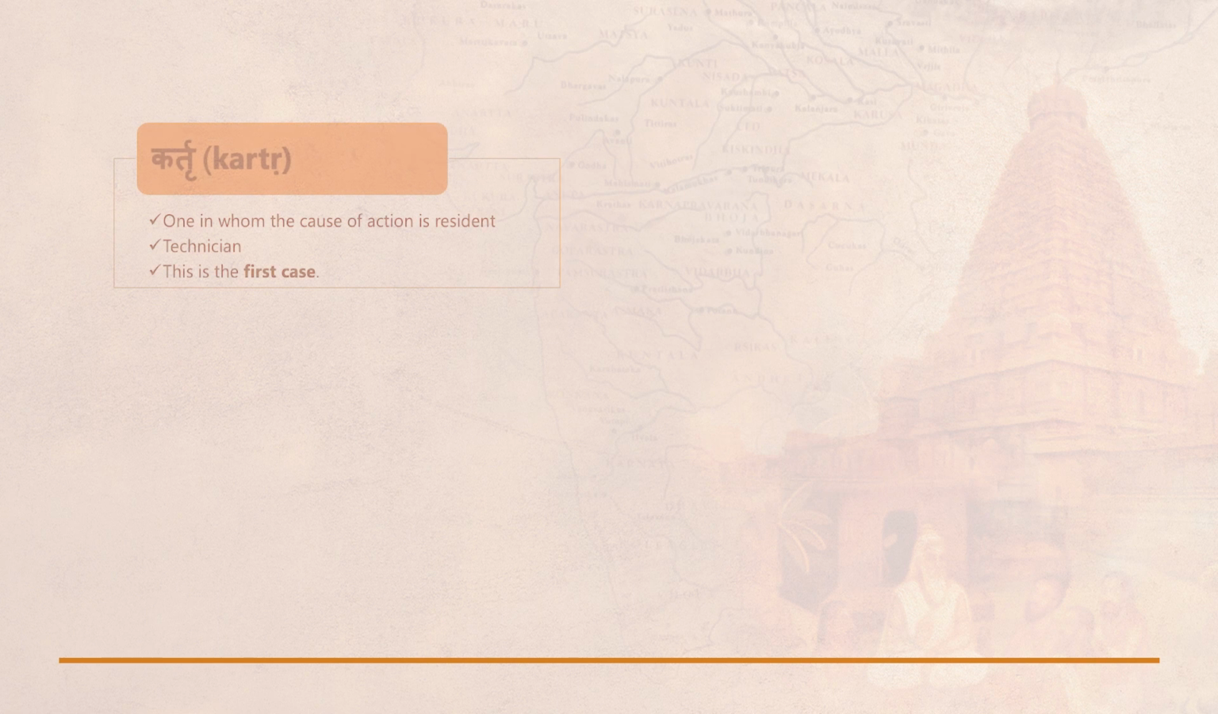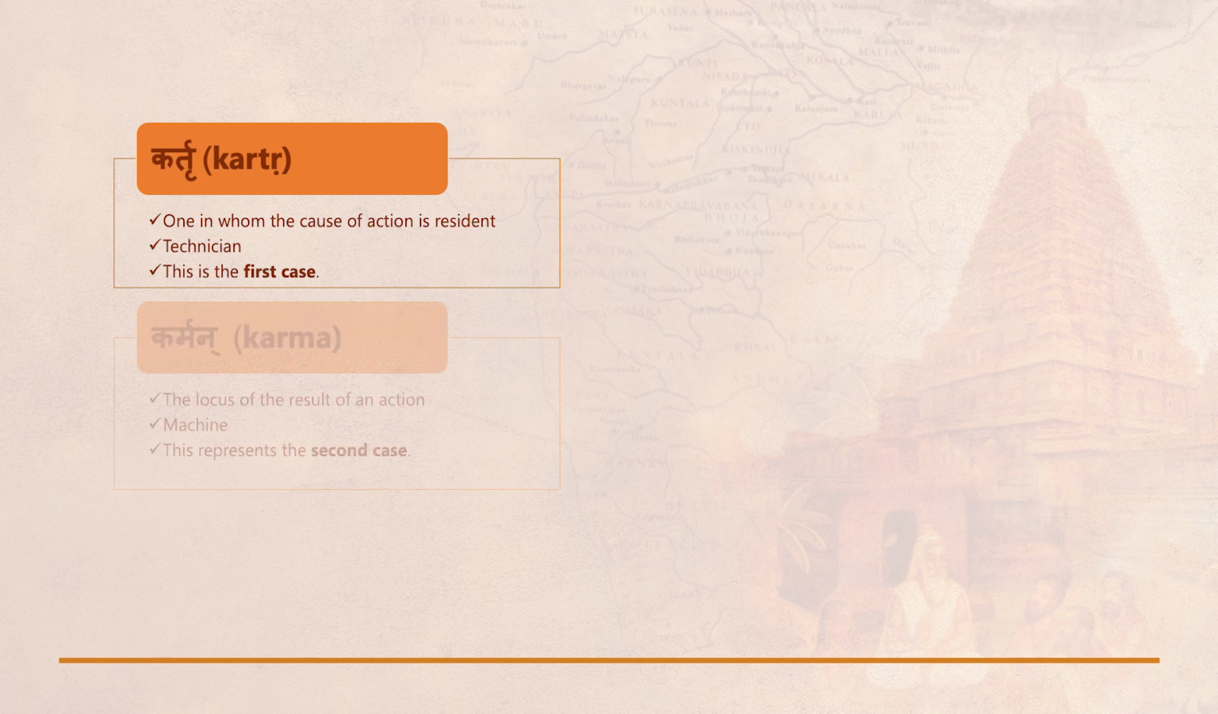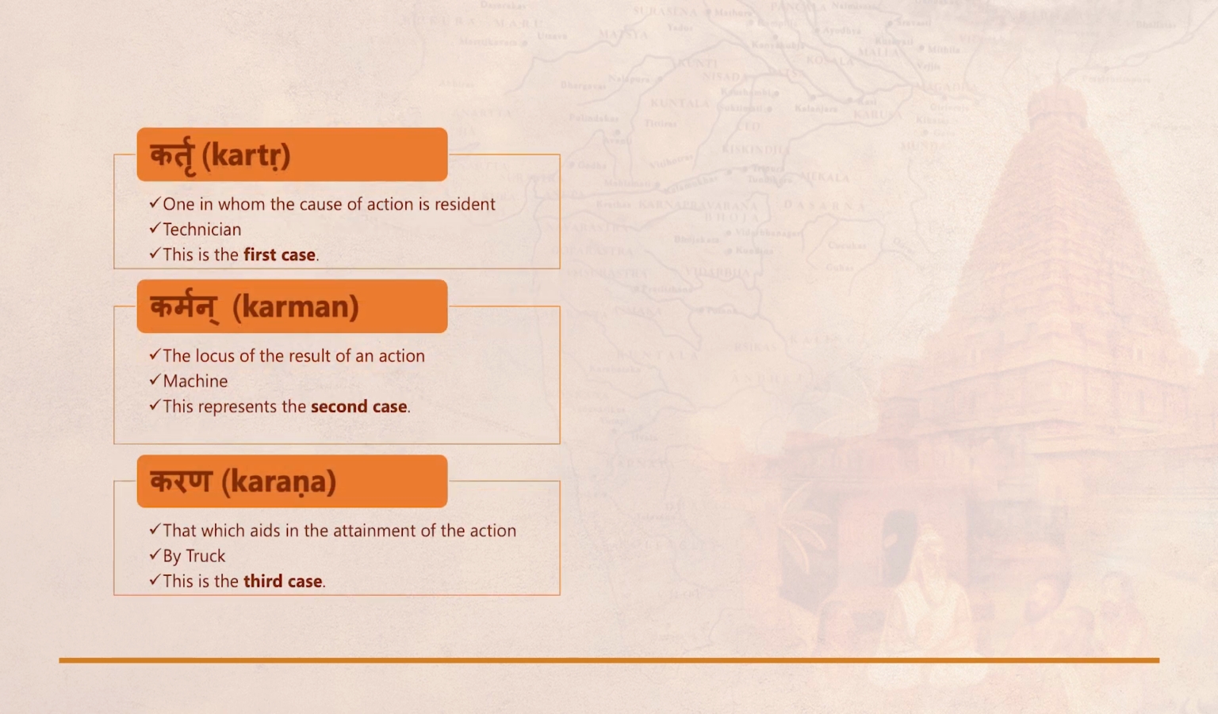The first karaka is the doer, one who is the cause of action, where the action is resident in the above example. The technician is where the entire action is happening. So that's why it will be always in the first case. Then you have the locus of the result of an action, which is called the object, right? So the removing action is directed towards the machine. So it will be in the second case. So yantra becomes yantram now. And the third case is which aids in the attainment of action to make it easier. So the vehicle made it easier. The truck made it easier. So that is the third case.